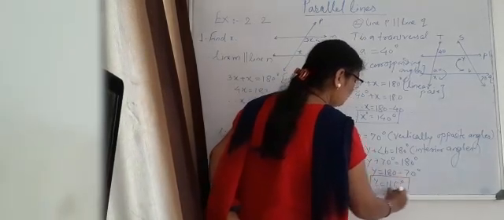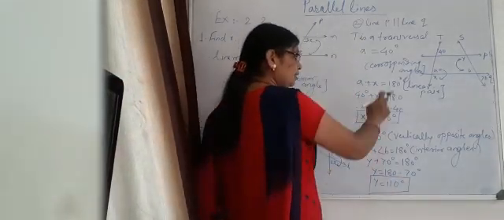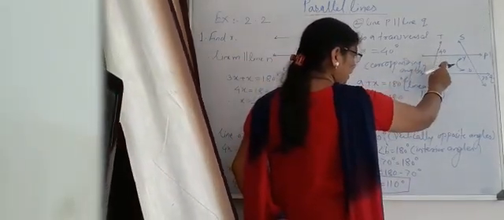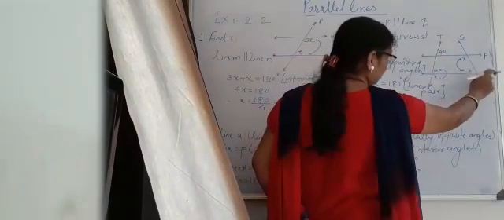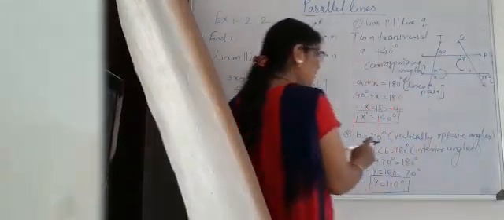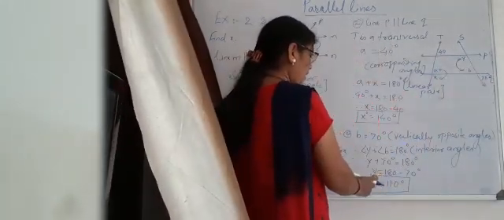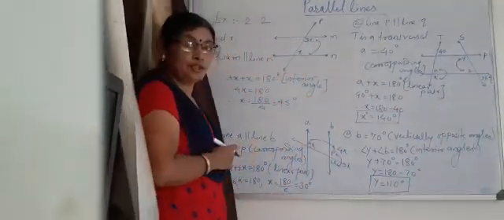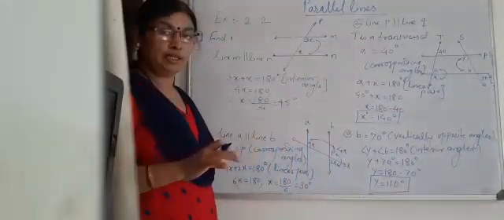This way you get the value of x and y. First, angles in a linear pair, corresponding angles, then angles in a linear pair. Here vertically opposite angles and then interior angles. You get the value of x and y. So students, these examples are very important.